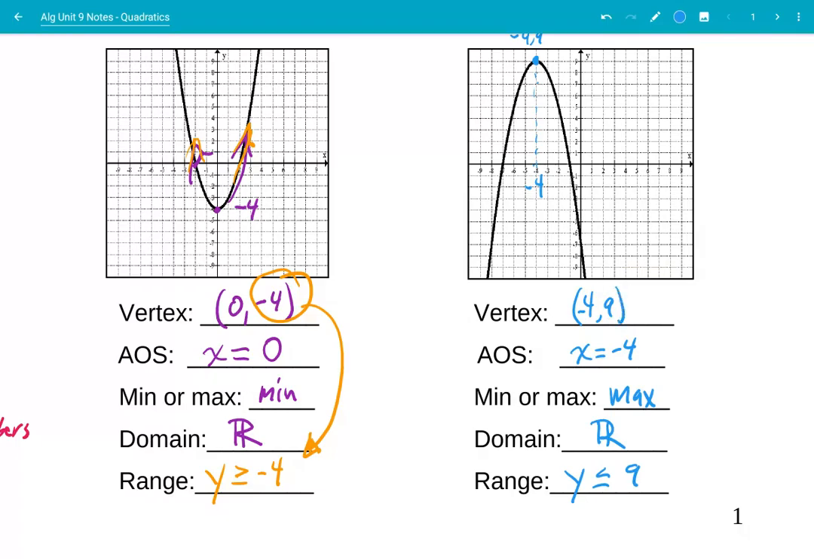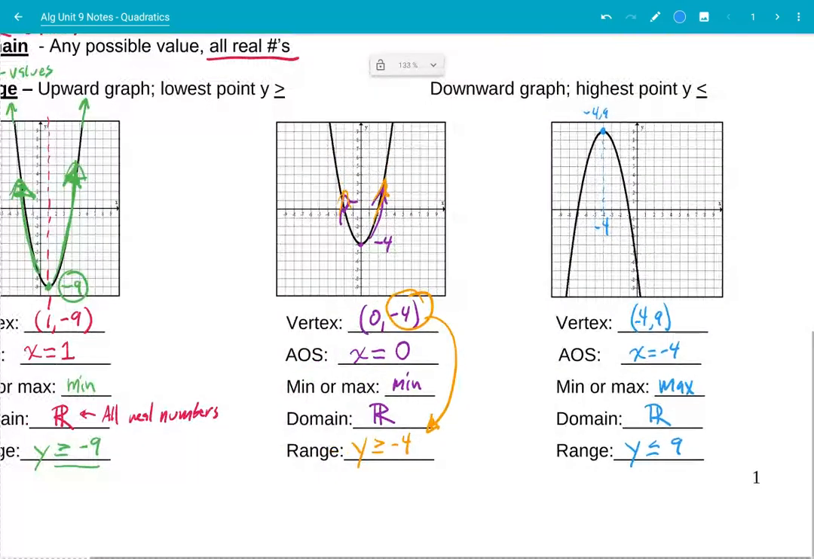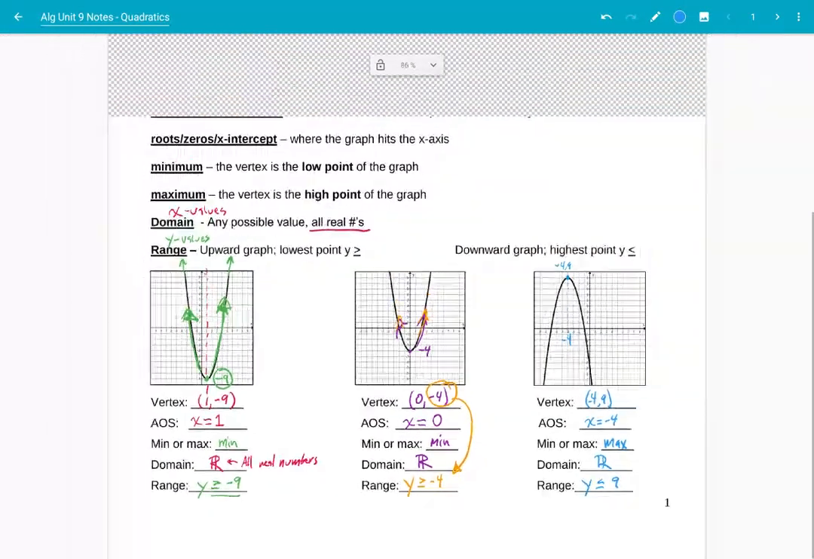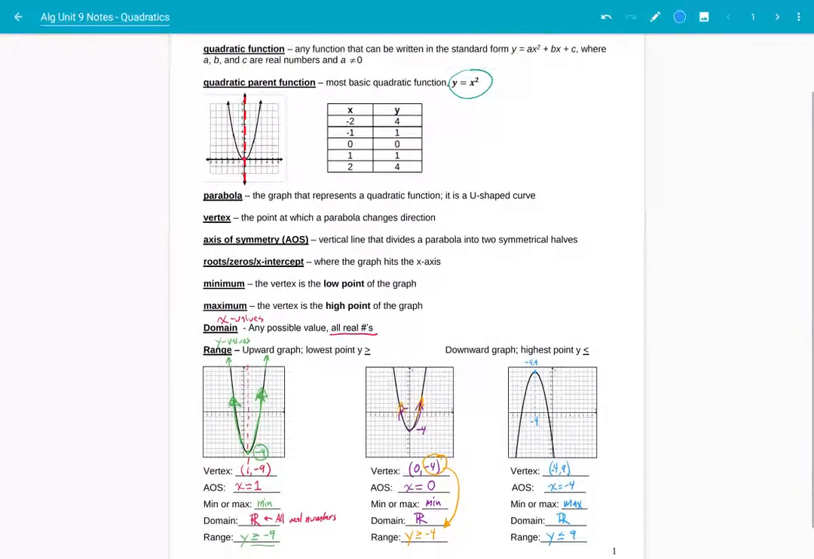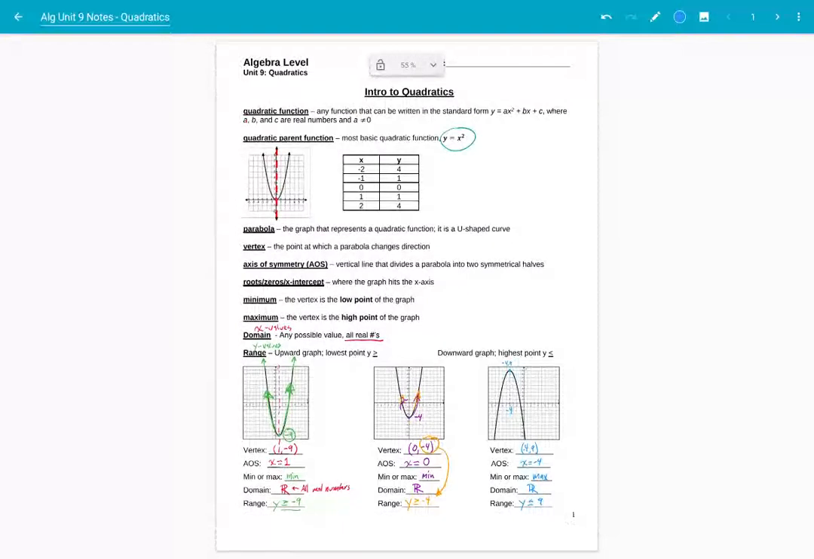So there's a little introduction to graphing quadratics, parabolas there, and we'll explore that a little bit more as we go through the unit. So that's it for now. See you later.